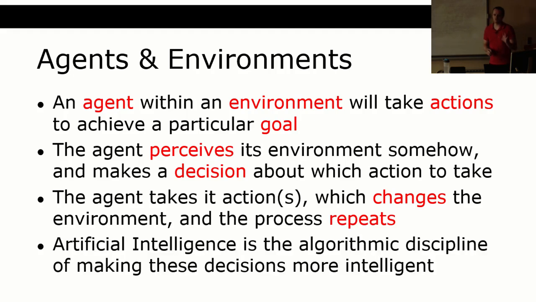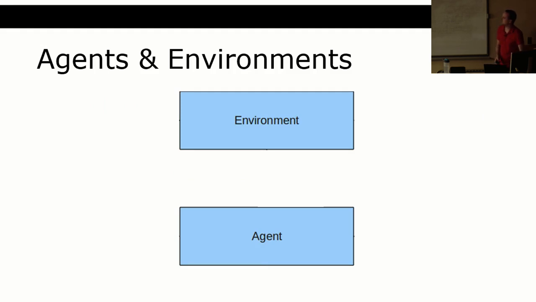And so artificial intelligence, one way of looking at it, is the algorithmic discipline of making these decisions for these actions more intelligent, right? So how do we solve the goal within whatever optimization criteria that we want to? And so what we have here is we're going to have an agent. In some cases, maybe we have multiple agents, but we have an agent and we have an environment.